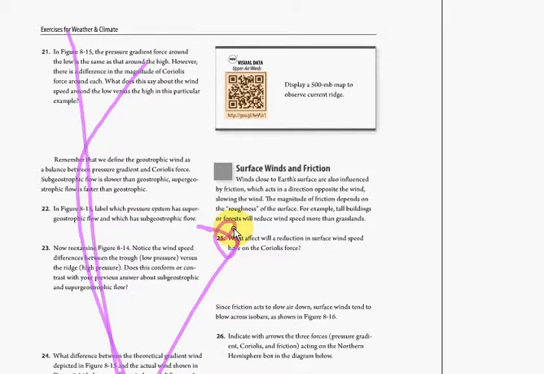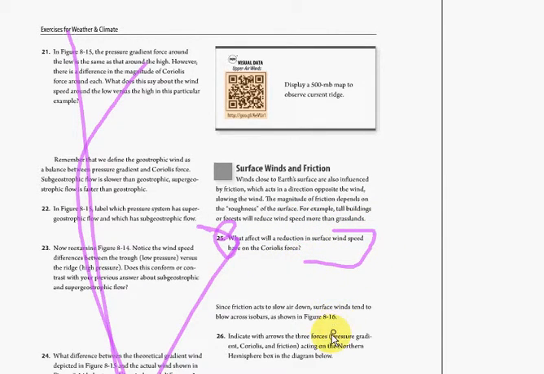What effect will friction have on the surface wind speed, and what effect will a reduction of surface wind speed have on Coriolis Force? Well, earlier in the lab, they determined that wind speed is related to Coriolis Force. The faster the wind is, the stronger it is. So therefore, by reducing the wind speed due to friction, you're going to have reduced the strength of the Coriolis Force.